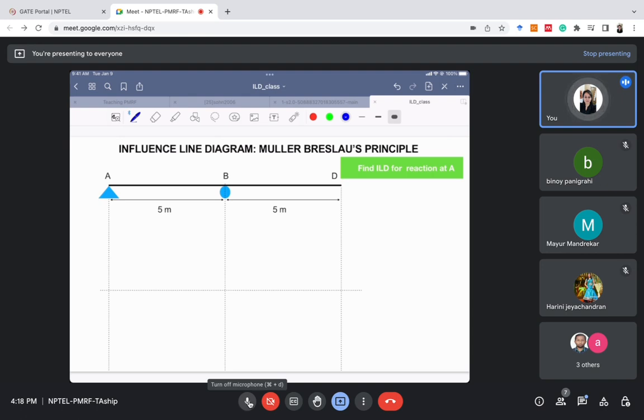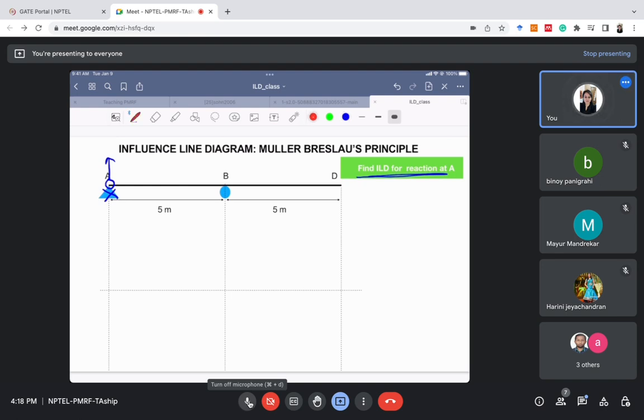So what were the steps for finding it? Please try to do it yourself also with me. Okay, you'll understand it better where you are getting the problem. So here we need to find the ILD for reaction at A. The first step was to remove this vertical restraint, or remove the support from here. And the second step is to take this point and displace it upward by unit amount. So these two steps are clear.